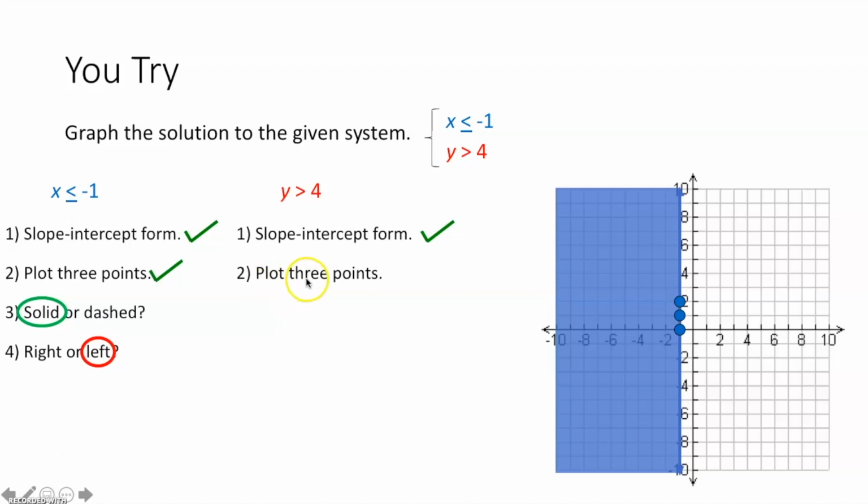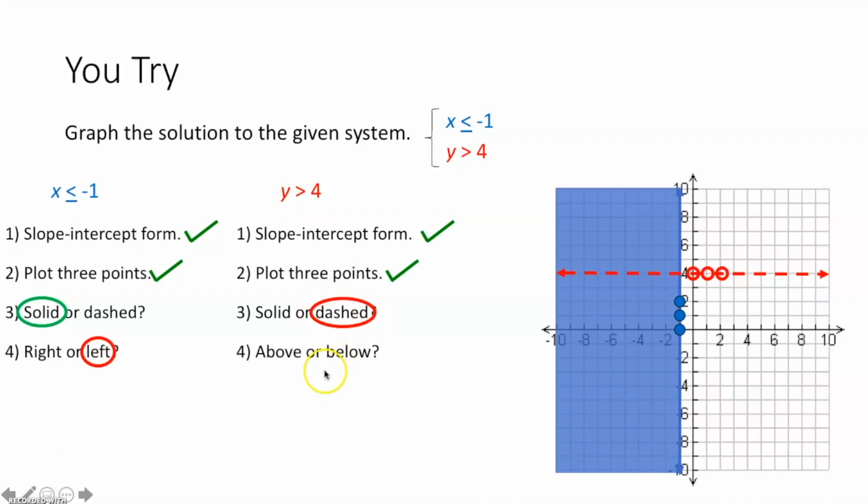Next, let's plot 3 points. So this is the equation of a horizontal line at y equals 4. Because there's no equal sign here, we're going to put open circles for that horizontal line. And again, you could put them anywhere on this horizontal line, y equals 4. So at (0, 4), I'm going to put an open circle at (1, 4) and (2, 4). Got my 3 points. Next, solid or dashed line. Since there's no equal sign down here, I'm going to put a dashed line going through those 3 points.